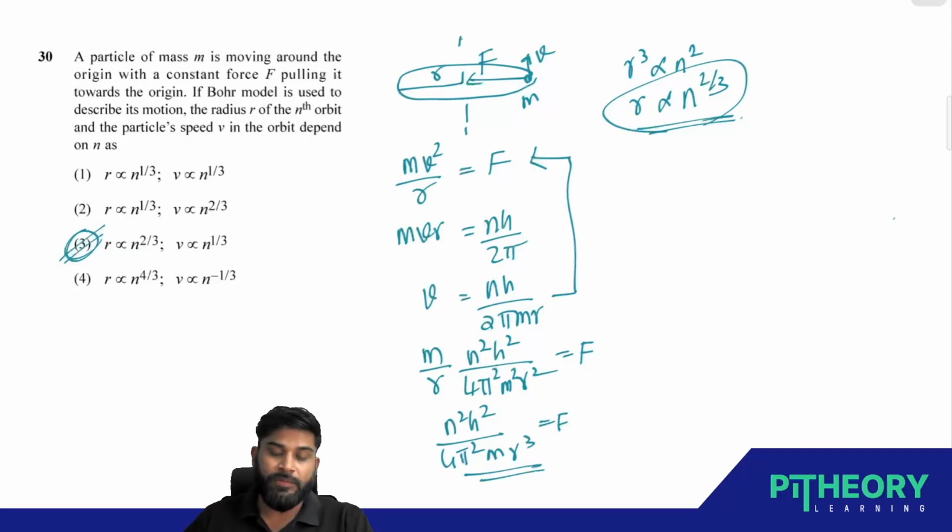Let's check the case of velocity also. How do we do this in the case of velocity? We have the relation mvr, or v, what we have got? v is equal to nh divided by 2 pi mr.